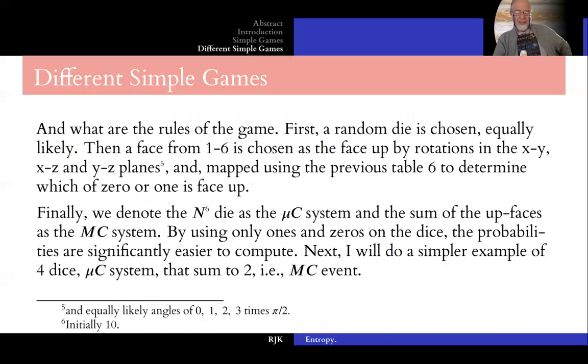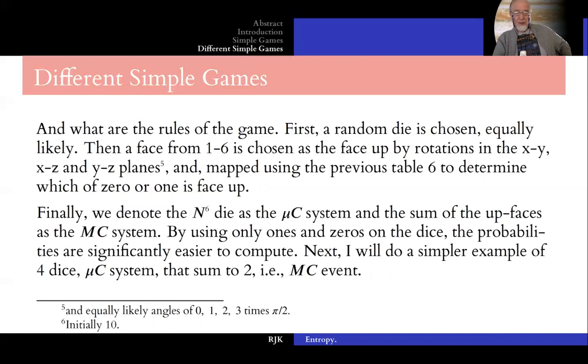So what are the rules of the game? First, a random die is chosen. So if there are 10, let's say the 7th one was chosen, then you can pick it up and choose, with equal likelihood, a rotation. And there are 3 types of rotations. You can have a rotation in the XY plane, you can have a rotation in the XZ plane, or a rotation in the YZ plane.